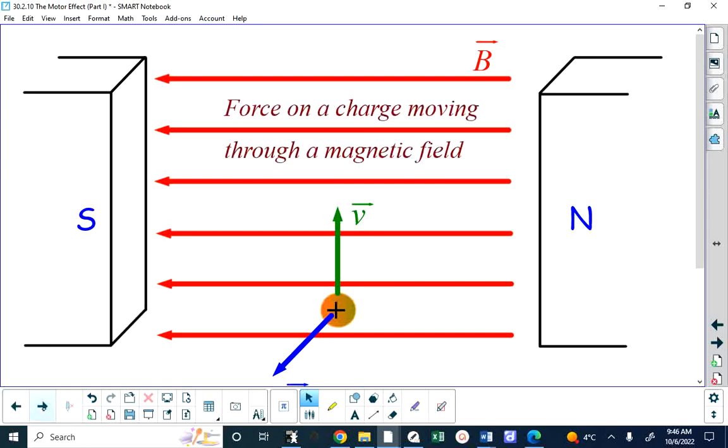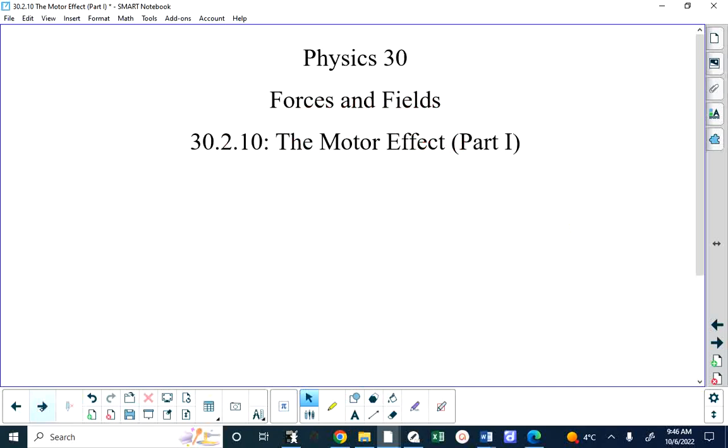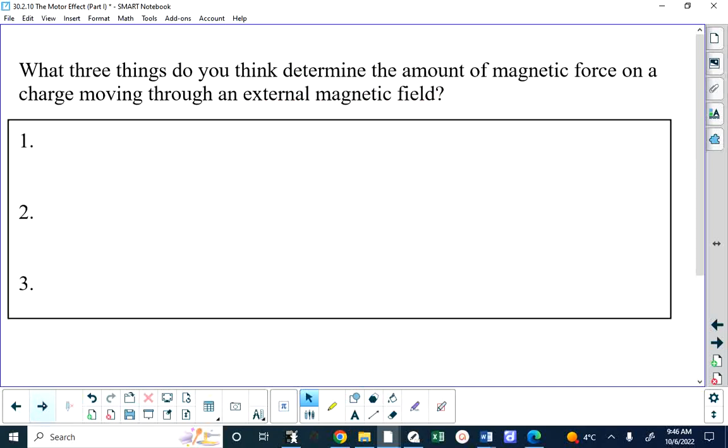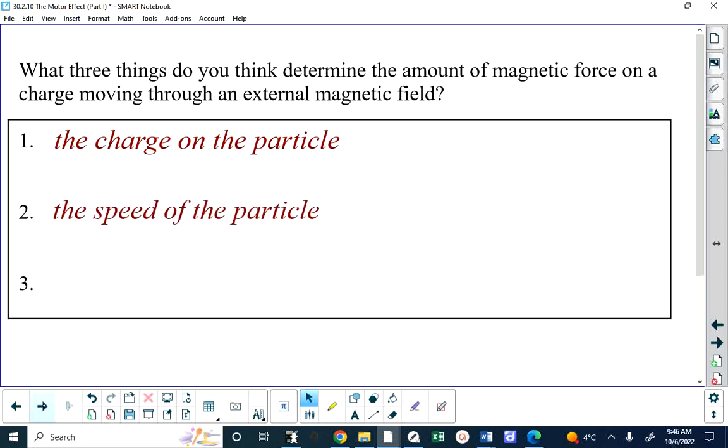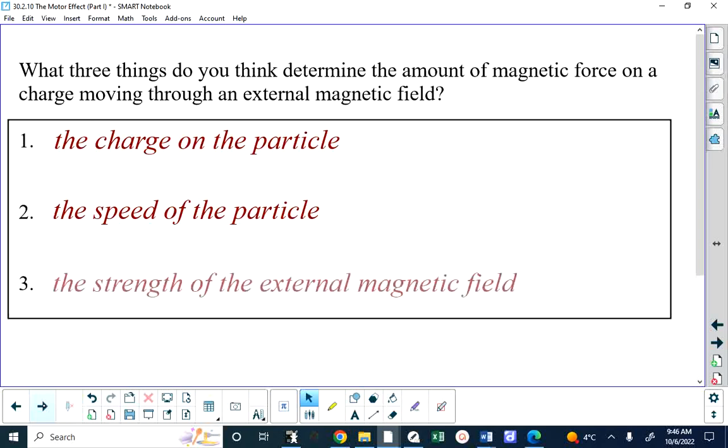And what we said was that this amount of the force depends on the charge of the particle, because if the charge of the particle has more coulombs, then the magnetic field it creates will be a stronger magnetic field. It depends on the speed of the particle, because if it's moving faster, that little mini magnetic field is stronger. And it also depends on the strength of the external magnetic field.